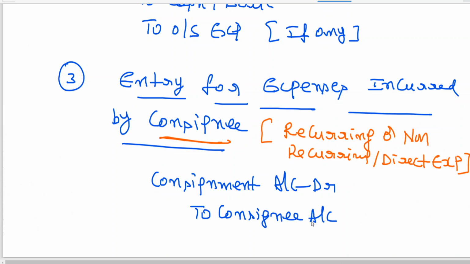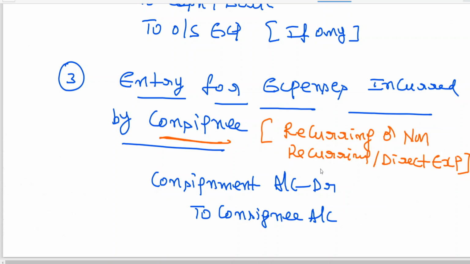Consignment account debtor to consignee account. Expenses can be recurring or non-recurring. The other name for non-recurring is also direct. In consignment, who is the giver of these expenses? Consignee. That is why we are creating the consignee account, because these expenses are not paid by the consignor. After goods are received by the consignee, he will be incurring the expenses. He will be incurring non-recurring, meaning he will be paying only once.